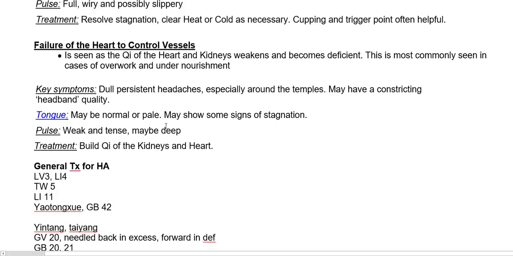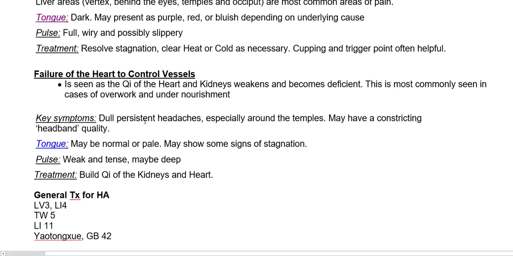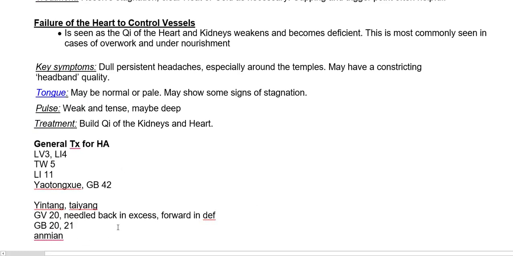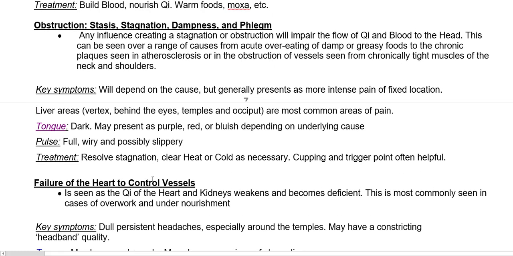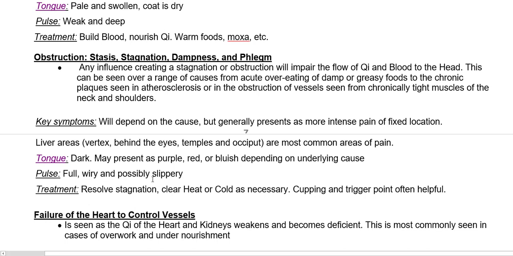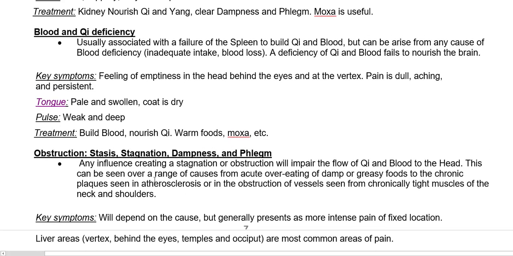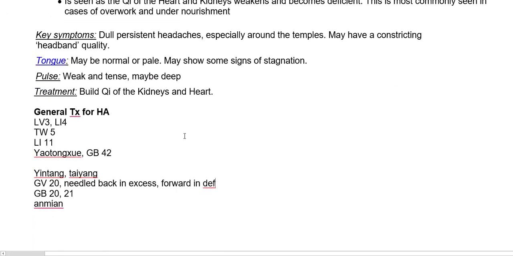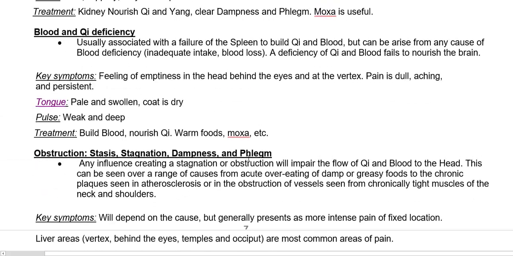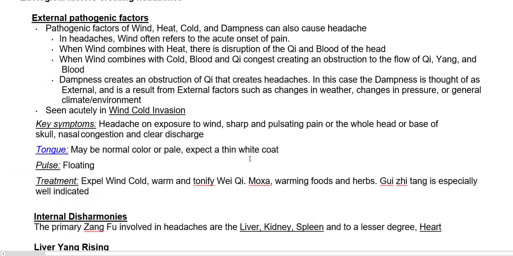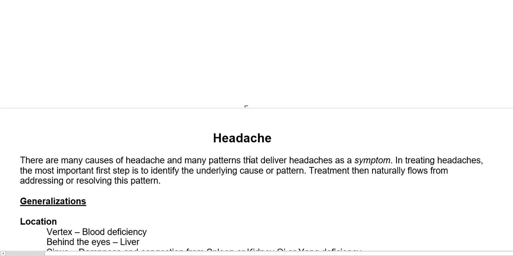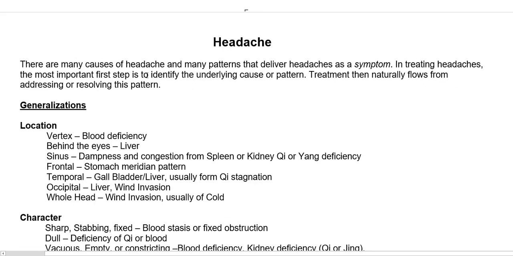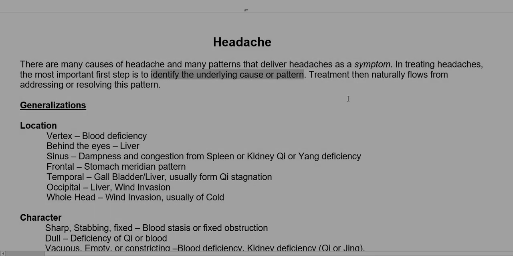And then what you want to do from here is say, okay, well, if it's related to the kidneys, I'd probably add kidney 3. If it's related to congestion, I'd probably add spleen 3. If we've got a deficiency pattern, I'd probably add moxa. If we've got obstruction, I'd probably add cupping or some trigger points. So this could be a good, reasonable base treatment. And then from there, as we mentioned in the very first sentence of this section, you always want to try to identify the underlying causes or patterns, therefore treatment flows from there.